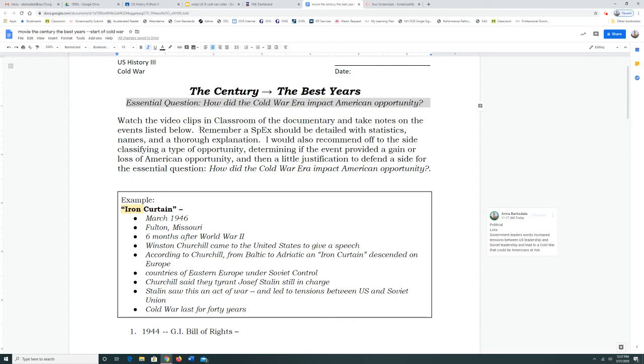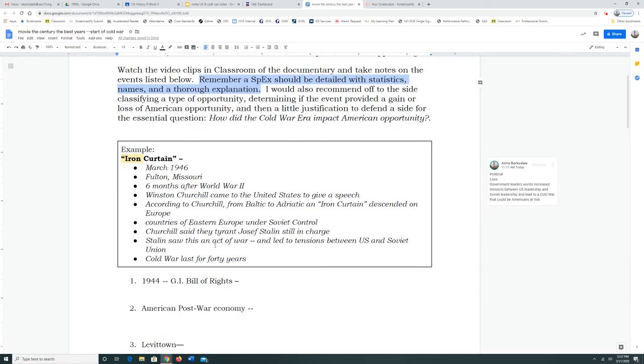I did put a reminder of what a spec should include. It's details with statistics, names, and a thorough explanation, dates, places, anything that gives a full picture of this topic. And then I'm going to also give you a recommendation, but I want to show you the model of the specs first. So I actually did the first one for you. I took notes on the Iron Curtain, and you're going to notice that I put an exhaustive amount of notes here. I put when it happened, where the speech was given.